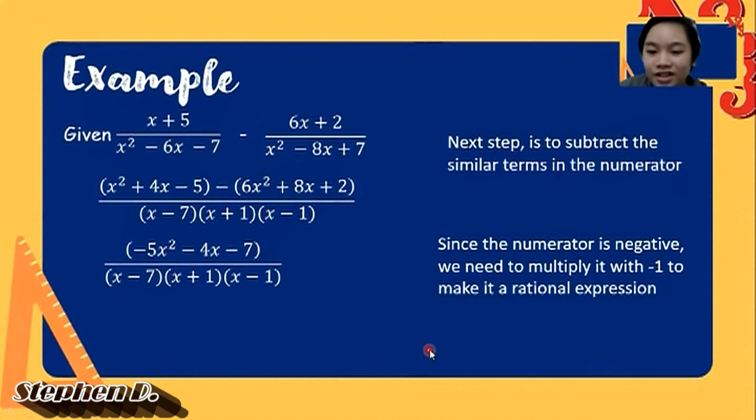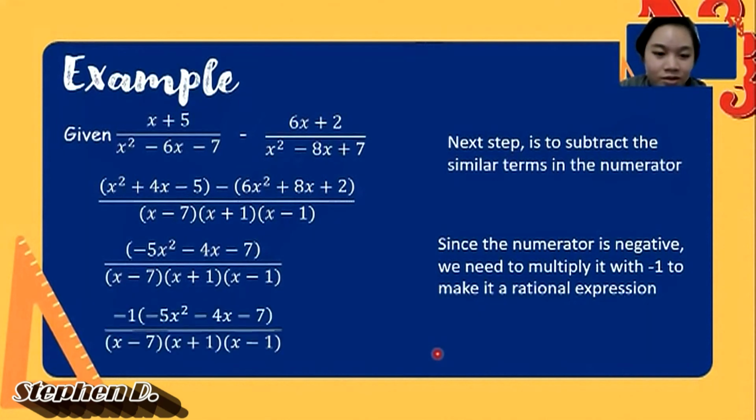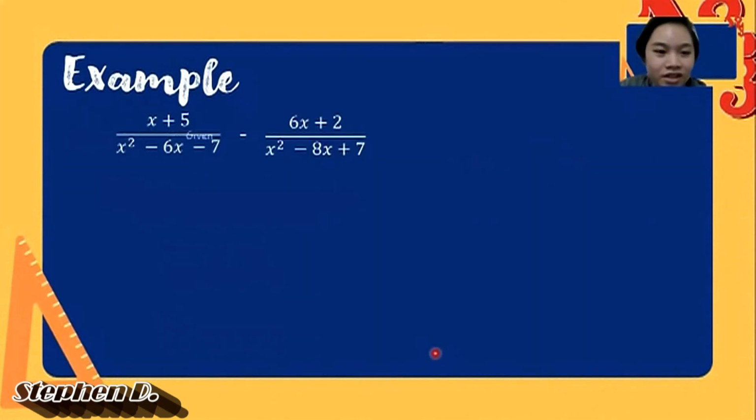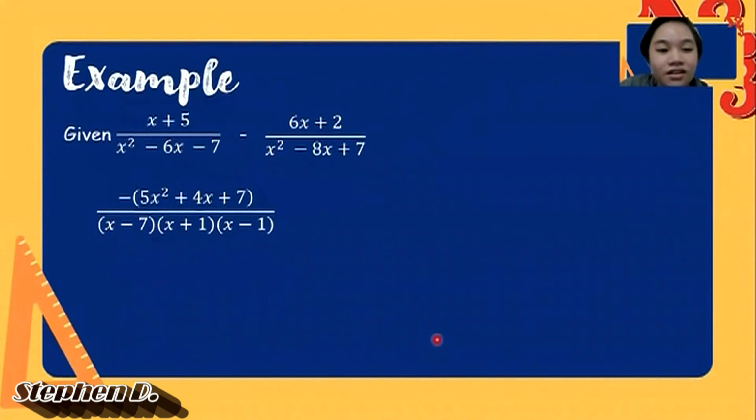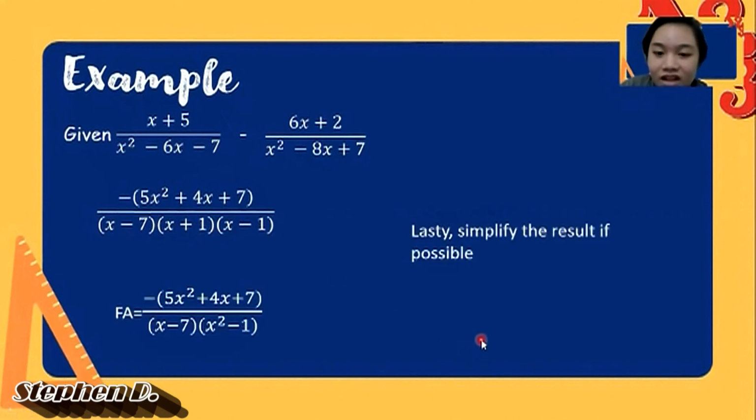Since the numerator is negative, we need to multiply it with negative 1 to make it a rational expression. So, multiply it with negative 1, and we will get the quantity of negative 5x squared plus 4x plus 7 over the quantity of x minus 7 times the quantity of x plus 1 times the quantity of x minus 1. Lastly, simplify the result if possible.